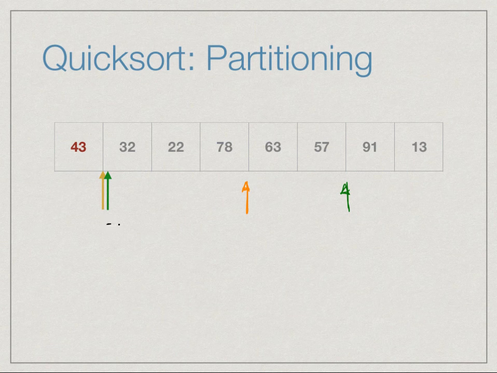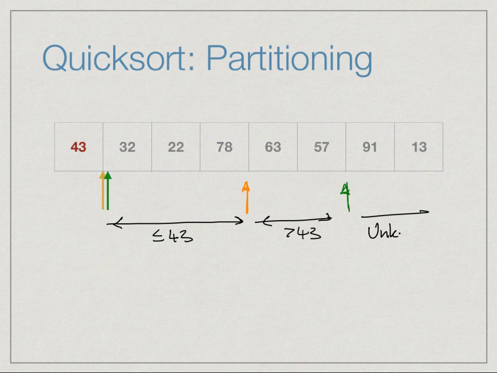The inductive property that we will maintain is that these elements are smaller than or equal to 43. These elements are bigger than 43. And these elements are unknown. So what we are trying to do is move from left to right and classify all the unknown elements. Each time we see an unknown element, we will shift the two pointers so that we maintain this property: between 43 and the first pointer we have the elements smaller than or equal to 43. Between the first pointer and the second pointer we have the elements strictly greater than 43. And to the right of the green pointer we have those which are yet to be scanned. So initially nothing is known.